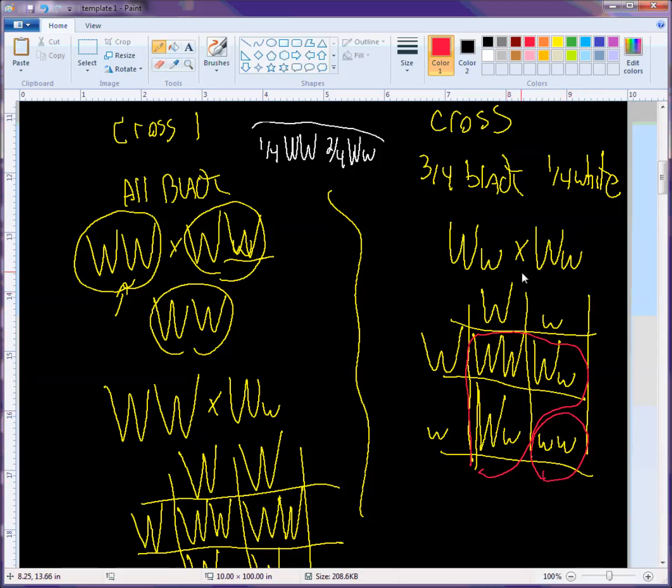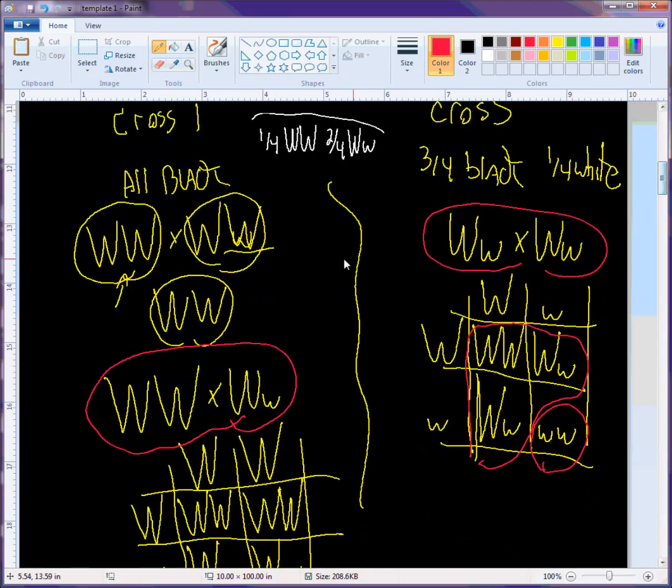So cross 2, we definitely know the genotypes of the parents. Cross 1, it's either this one down here, homozygous crossed to a heterozygous, or homozygous crossed to homozygous. The homozygous in each case is going to be 2 big W's.